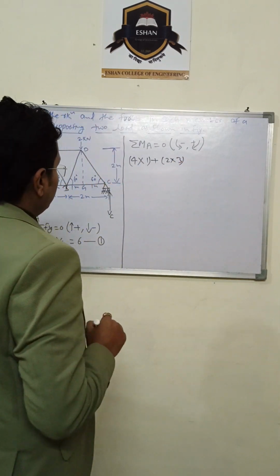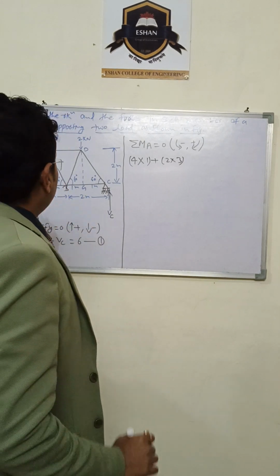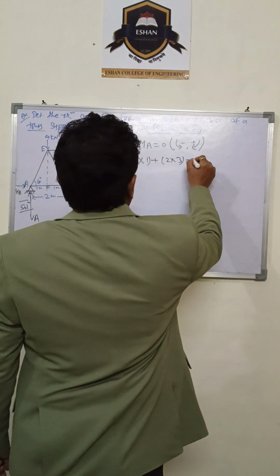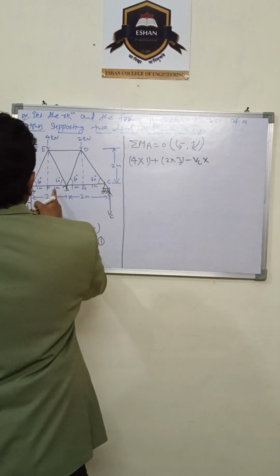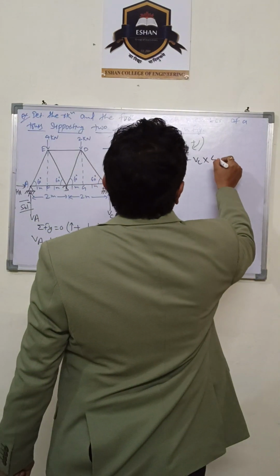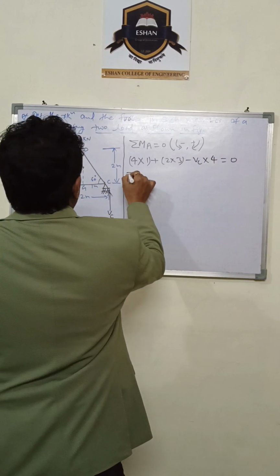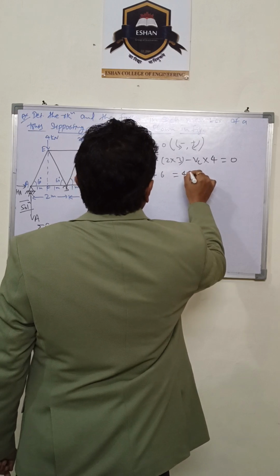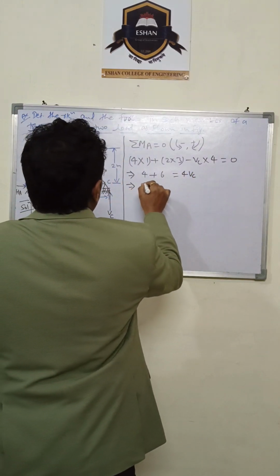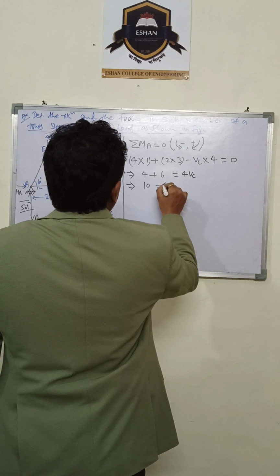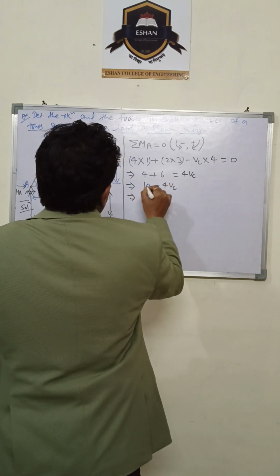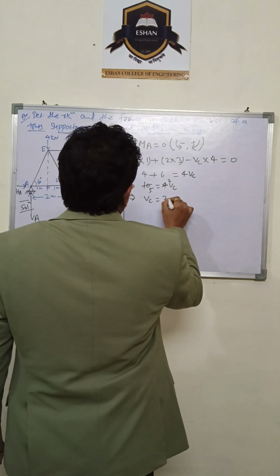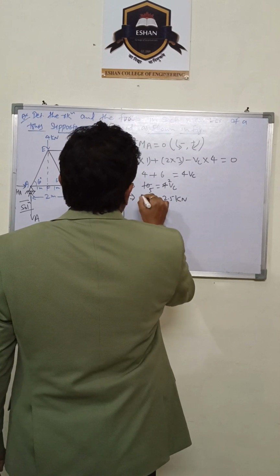Now at C point, VC rotates about A in the anticlockwise direction, minus VC into distance 1 plus 1 plus 2, that is 4, equal to 0. Simple, calculate it. 4 plus 6 equal to 4 into VC, that is 10 equals 4 into VC. Calculate it. VC equal to 2.5 kilonewton.